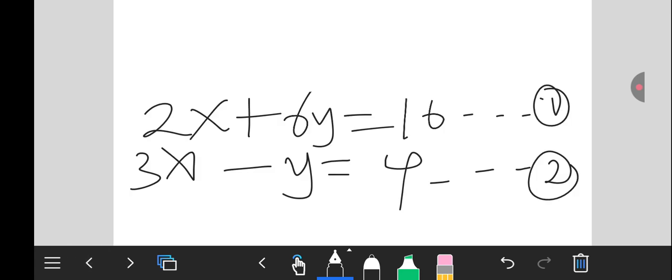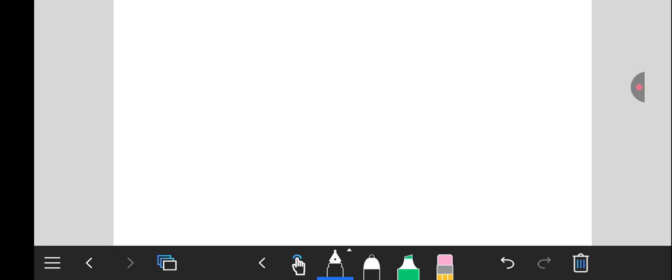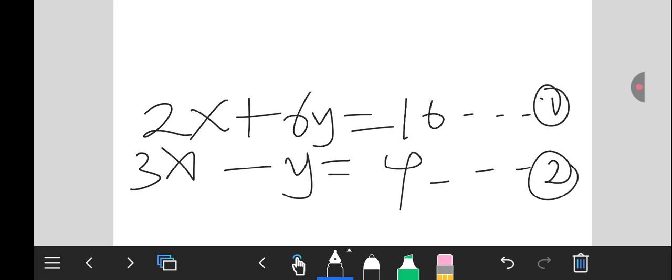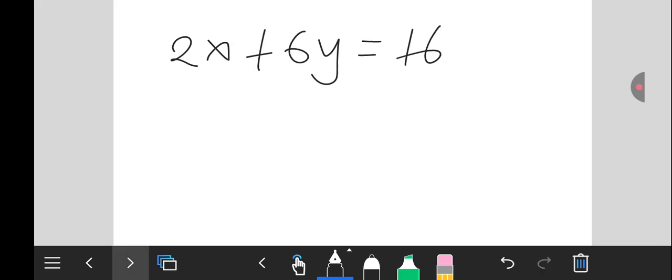Okay, so let me check the question. We have 2x plus 6y is equal to 16. Then the next equation we have is 3x minus y is equal to 4. Okay, let's do a substitution. Let's just go for the easy one. Which one is easy to make the subject of the formula? It's the second equation. You can make y the subject.